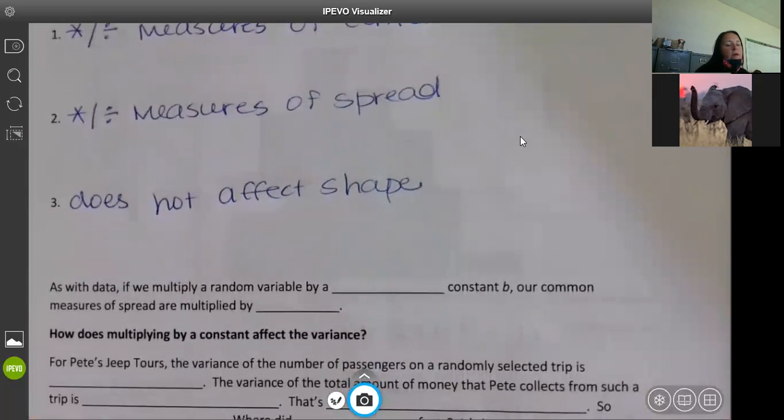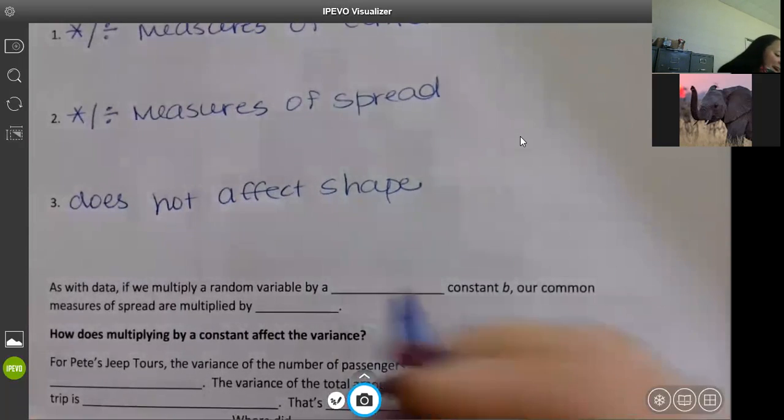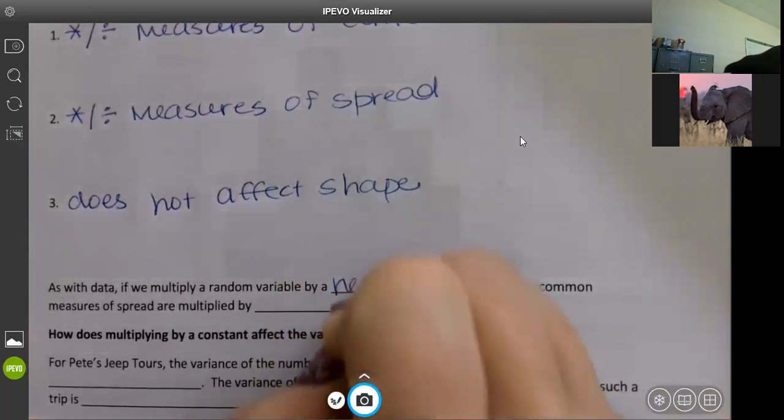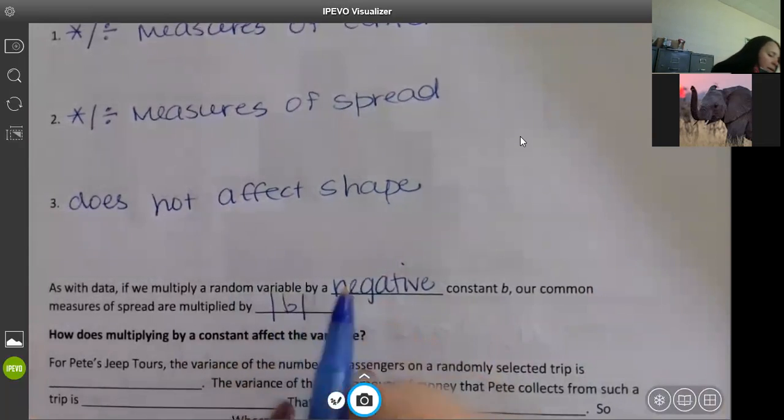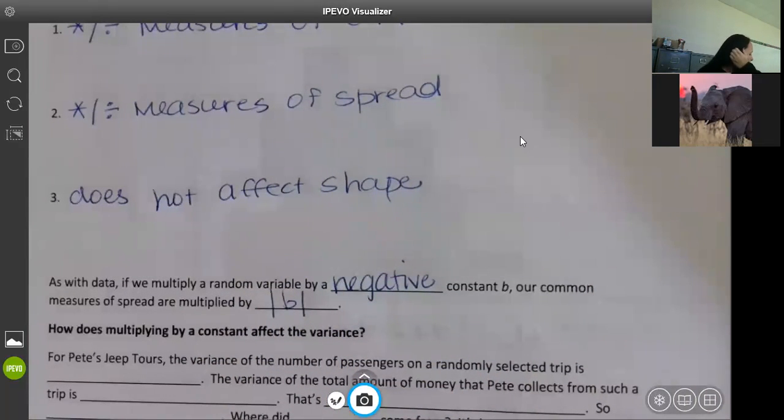All right. So this one sentence, and then we'll take a break for a second. As with data, if we multiply a random variable by a negative constant b, our common measures of spread are multiplied by the absolute value of b. And you won't really see any of that. You might at some point. We have quite a few more pages.